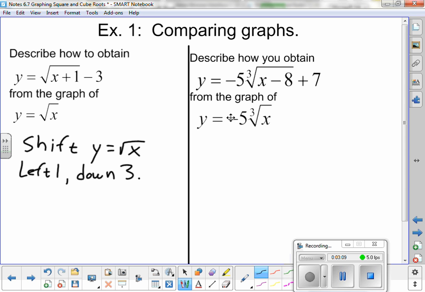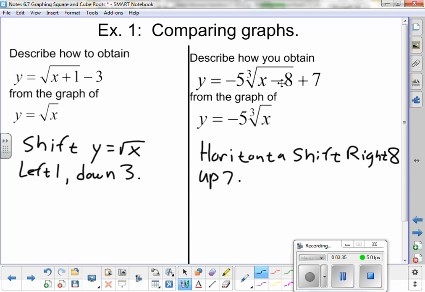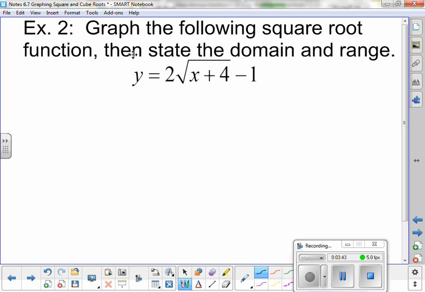Same thing with this one, since the -5s are the same, cube roots are the same, the only thing different is your h and your k. So your h, remember, inside is opposite, so I'll put this one: horizontal shift right 8, and up 7. Yes, I know I'm not supposed to put capitals, but oh well. And that's how you would do those. So you could have possibly a problem like that on your test. So let's move on to the actual graphing.